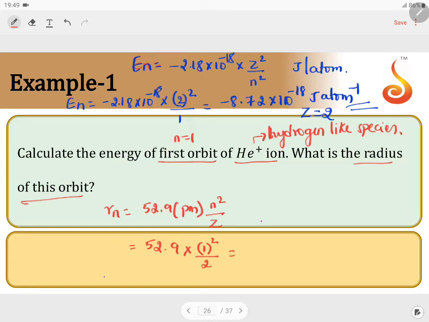Therefore, when you do 52.9 by 2, we get 26.45 picometers. So that's the answer. This is the radius of the first orbit. Simple question.